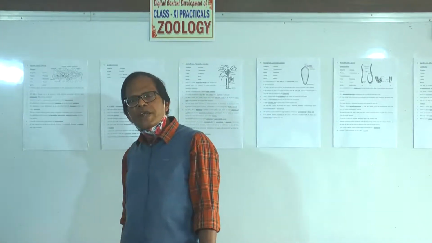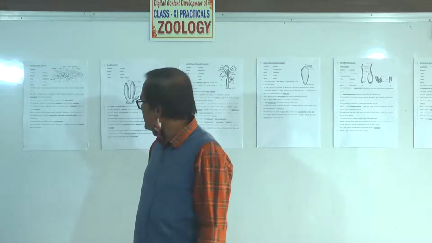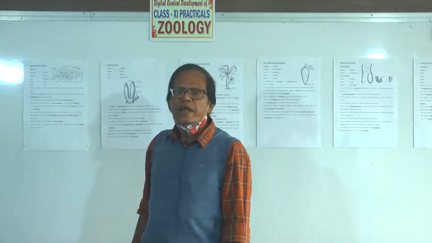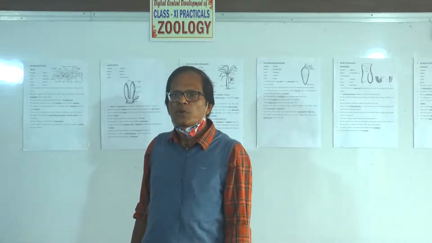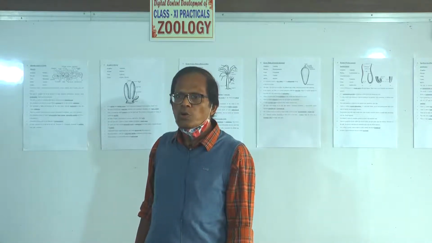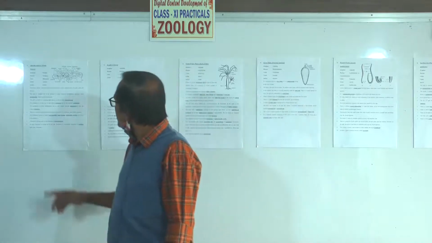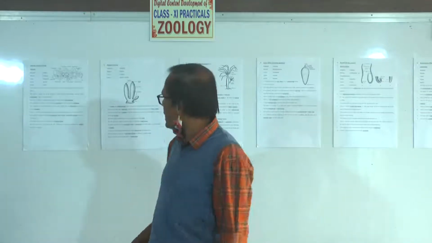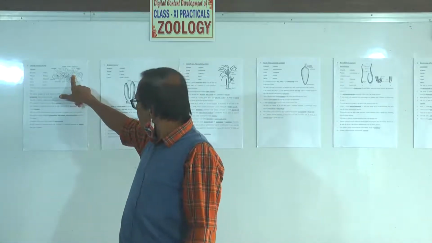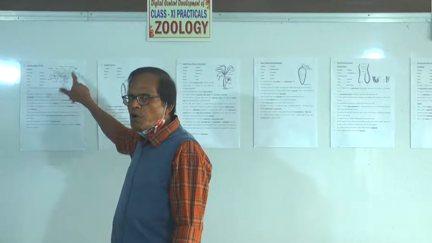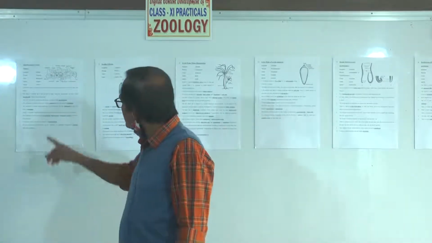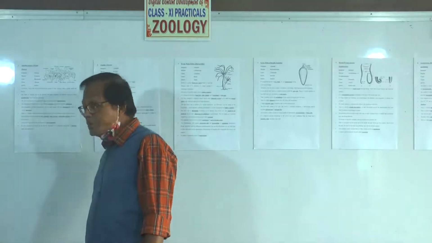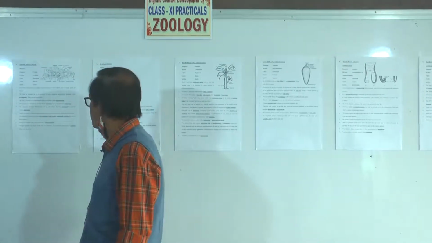These are all unicellular organisms, and the class is Rhizopoda. This is characterized by the presence of pseudopodia, the locomotor organelles, and the genus is Amoeba. The species is Amoeba proteus. This is the diagrammatic presentation of amoeba. It is characterized by the following features. These are the important identifying features, remember.